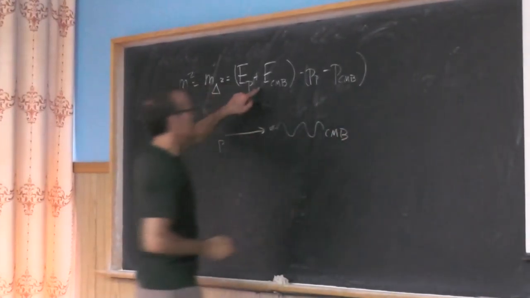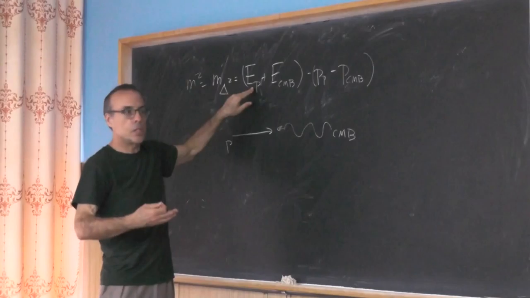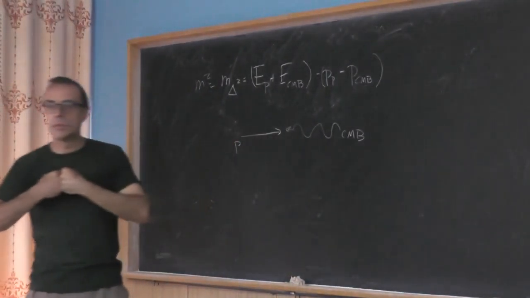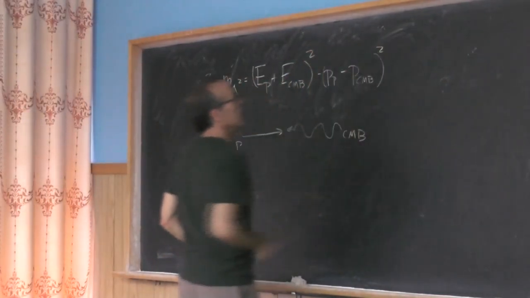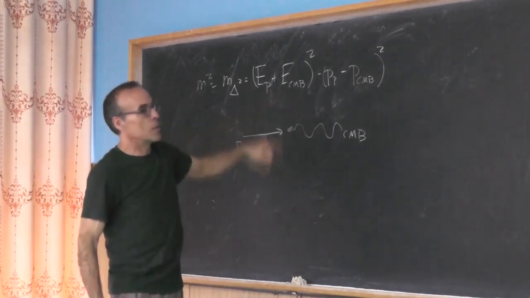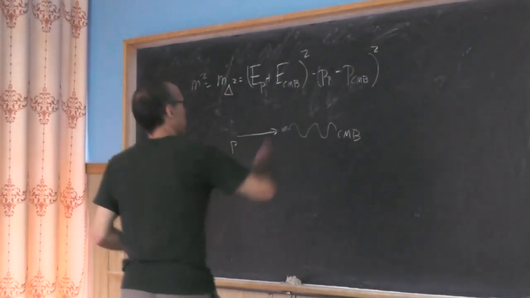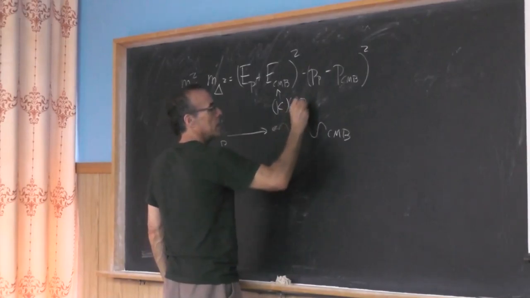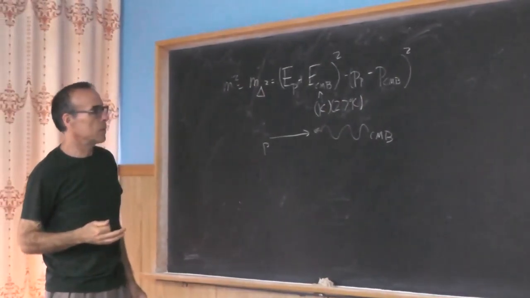And you can just solve this directly and determine the proton energy. You can solve this very easily, and of course you find that the energy of the proton, given the fact that E CMB is just equal to k times 2.7 K, is about 10 to the 20th electron volts or so.